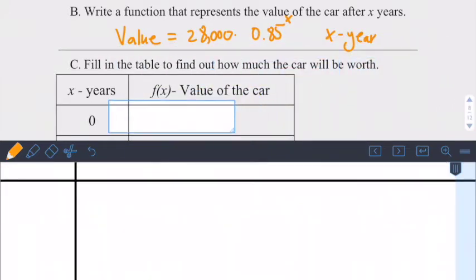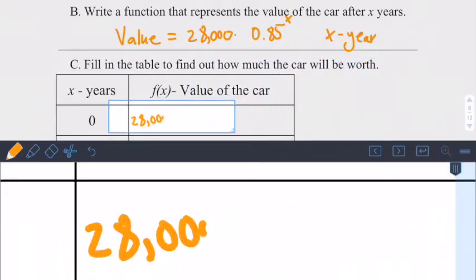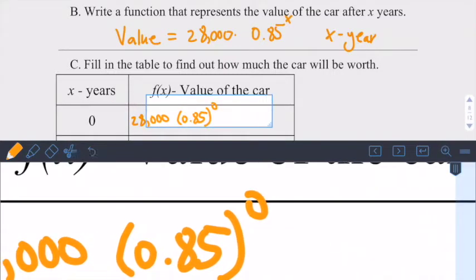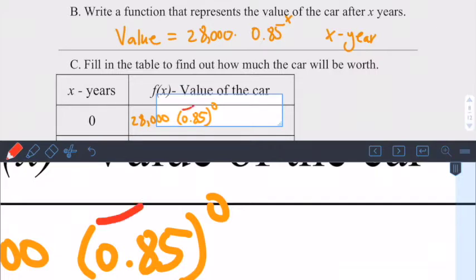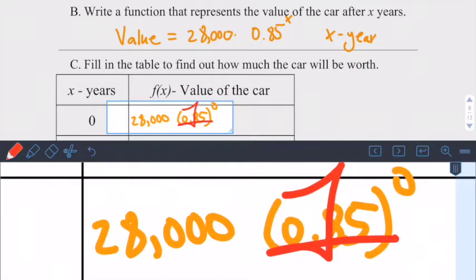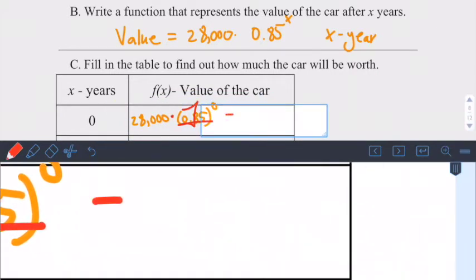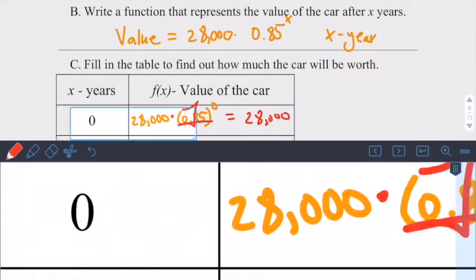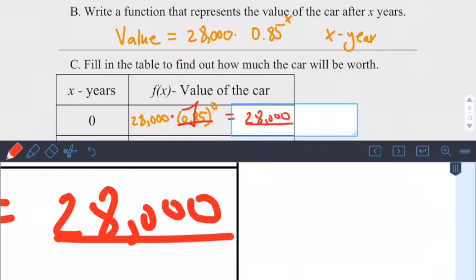So this 0 is that 28,000, 0.85 to the 0. Well, 0.85 to the 0 is 1. It's 28,000 times 1, which is 28,000, which makes sense. At year 0, when I bought the car, that was the value.